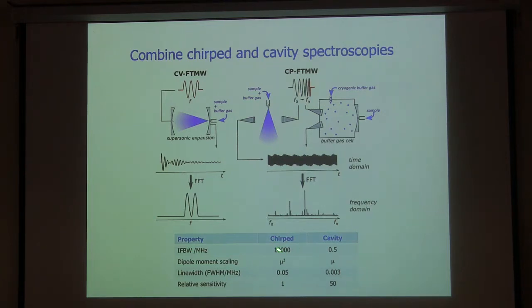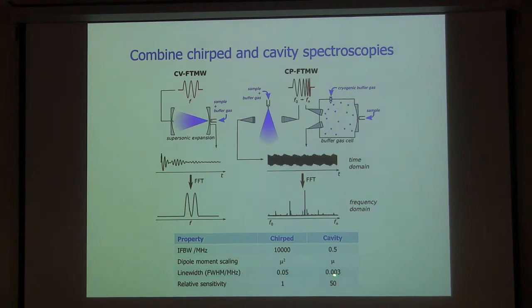Keep in mind, the chirp experiment has an IF bandwidth of order 10,000 megahertz. So we're getting a tremendous amount of spectral information in 1 second. We co-average to get better signal. The cavity, however, is only 1/20,000th of that. It's half a megahertz instantaneous bandwidth. The dipole moment is not such a big factor, but we're in the weak dipole moment limit, so generally we scale this as dipole moment squared. So the more polar the molecule, the easier it is to detect in the chirp experiment.